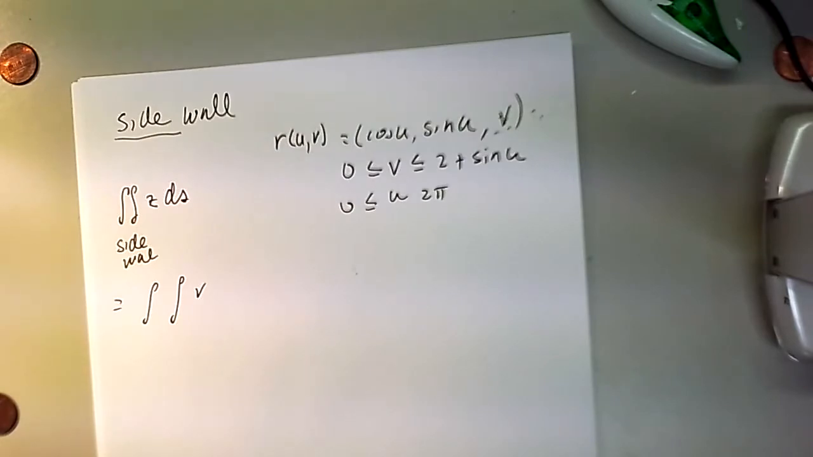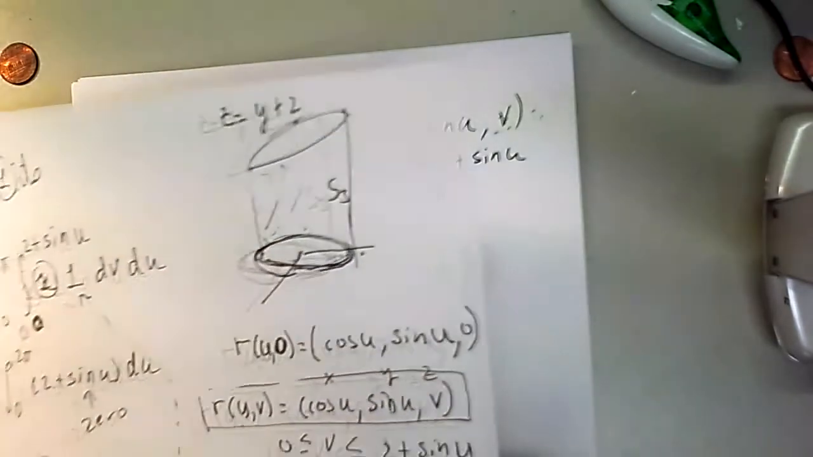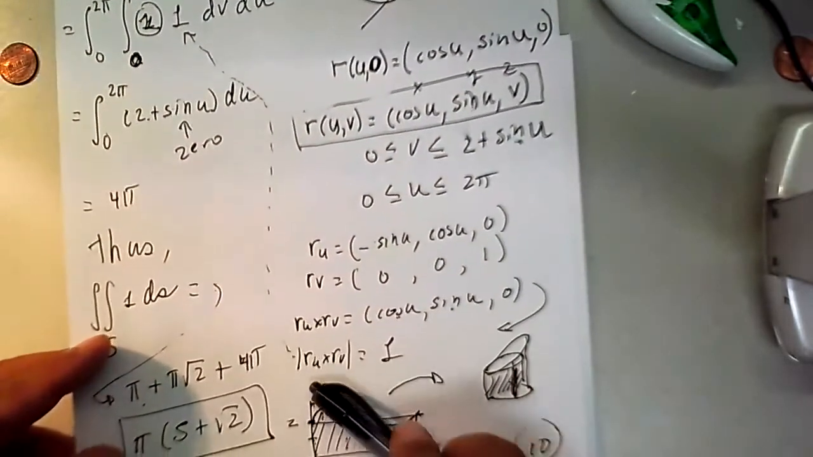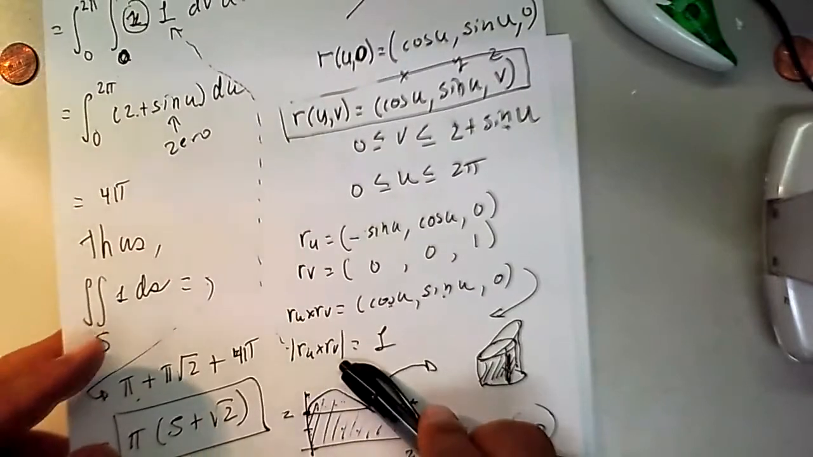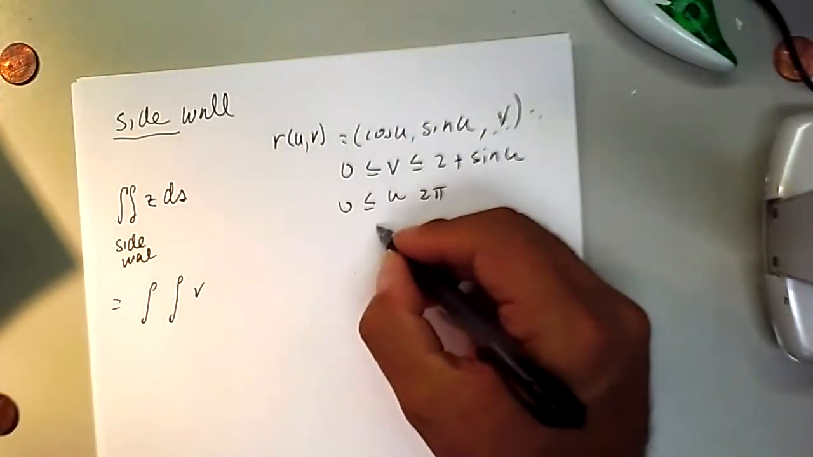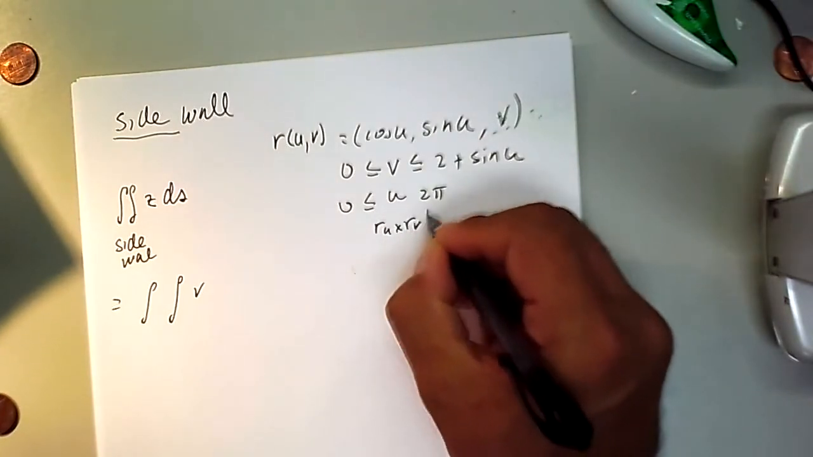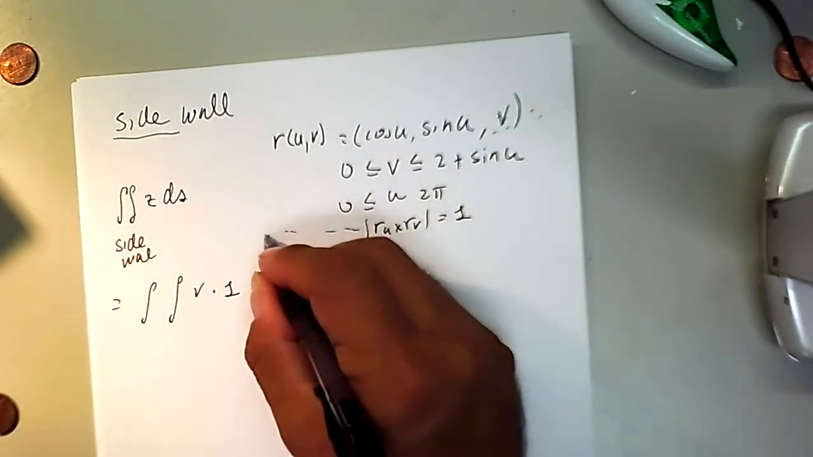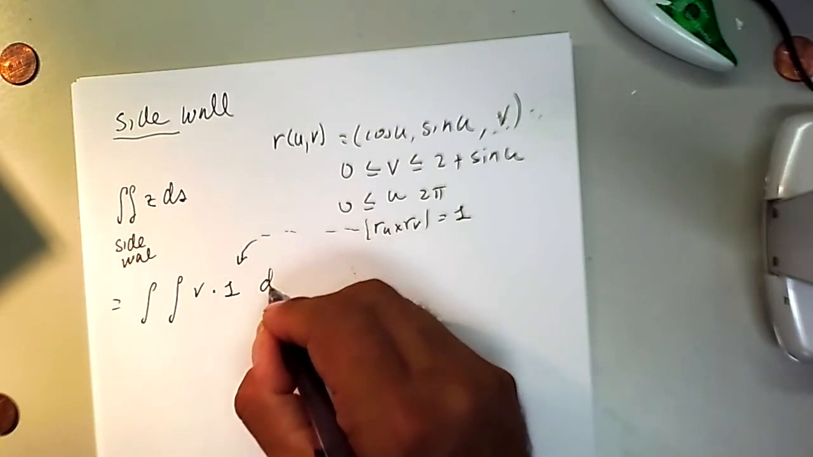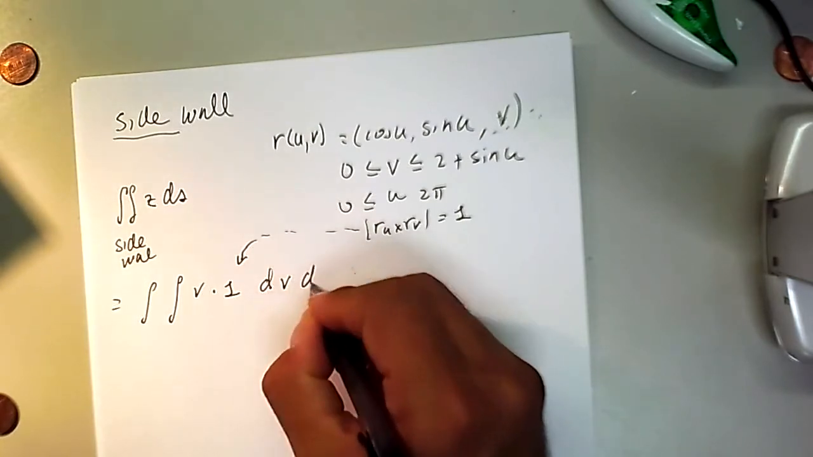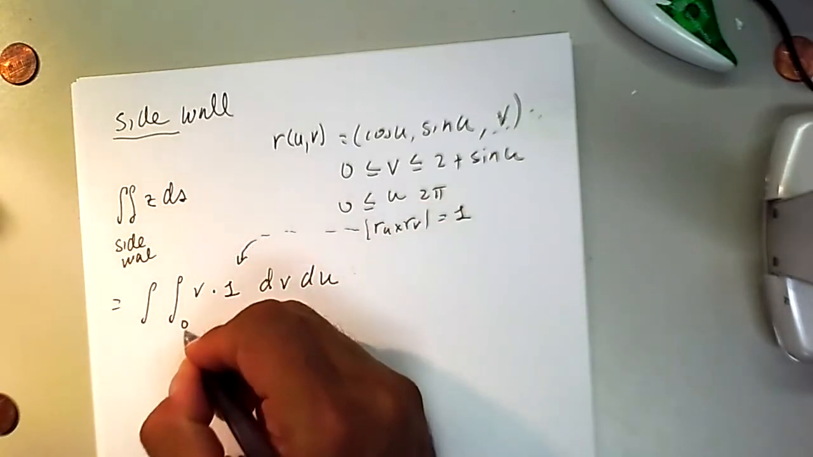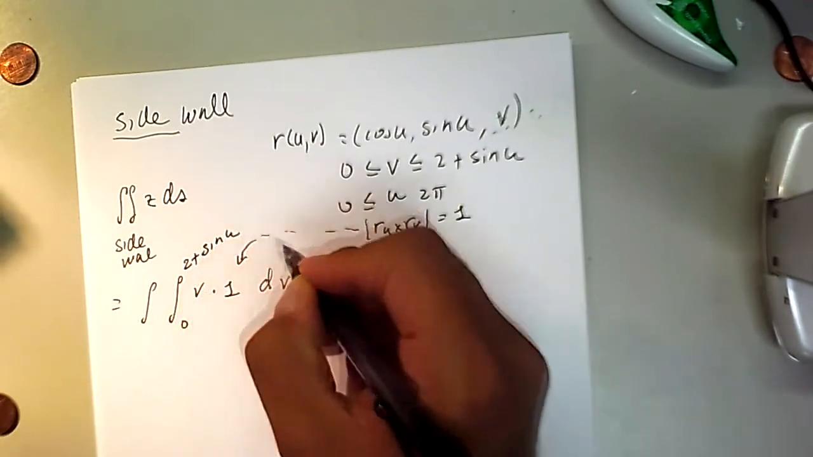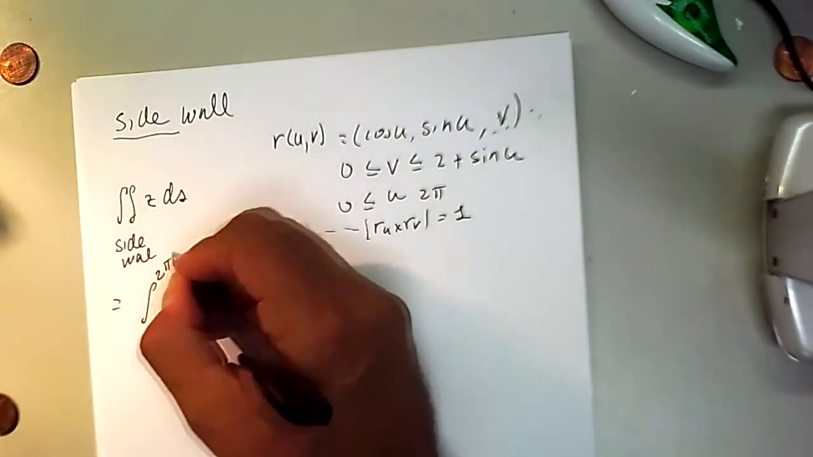Example 6, we did have this. And remember, we did all of this work to figure out the cross product of R sub U cross R sub V. So let me make a note here. R sub U cross R sub V was equal to 1. So we multiply by 1 dV du, as V goes from 0 to 2 plus sine of U, and U goes from 0 to 2 pi.